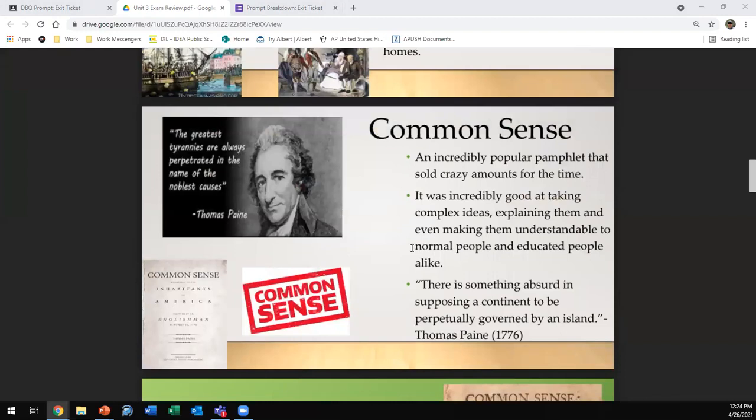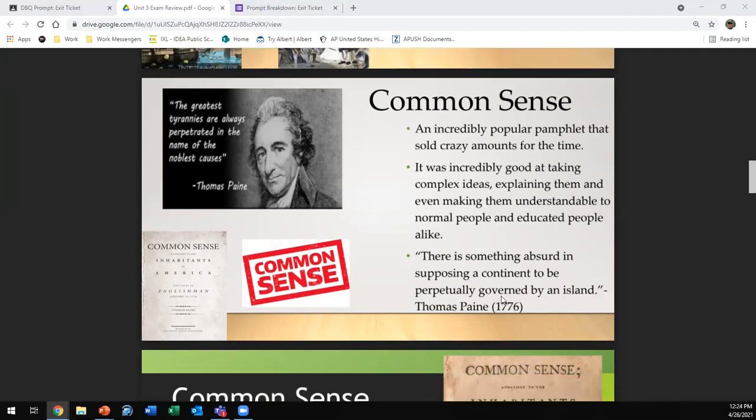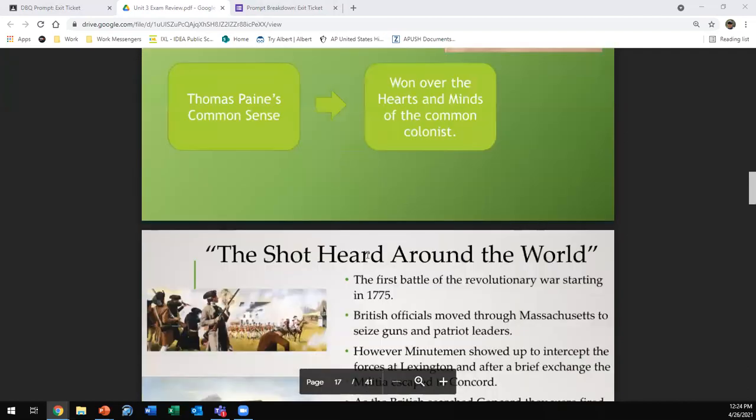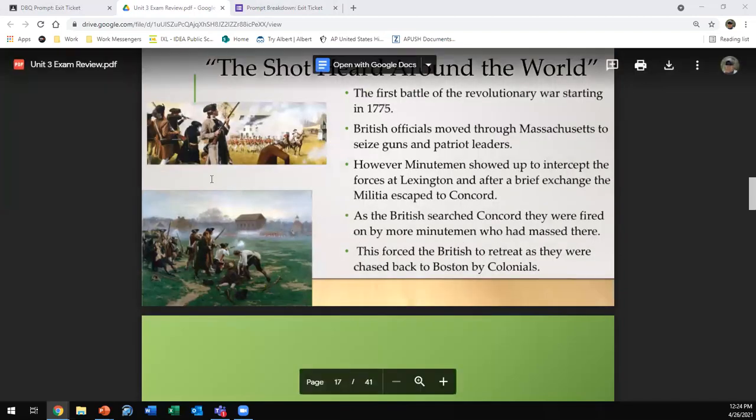Common Sense, pamphlet written by Thomas Paine. This pamphlet was designed to convince the hearts and minds of regular folks, regular people, get them involved and get them on the side of the revolution. And he was very successful at that because, again, he spoke to common people. That was his goal.